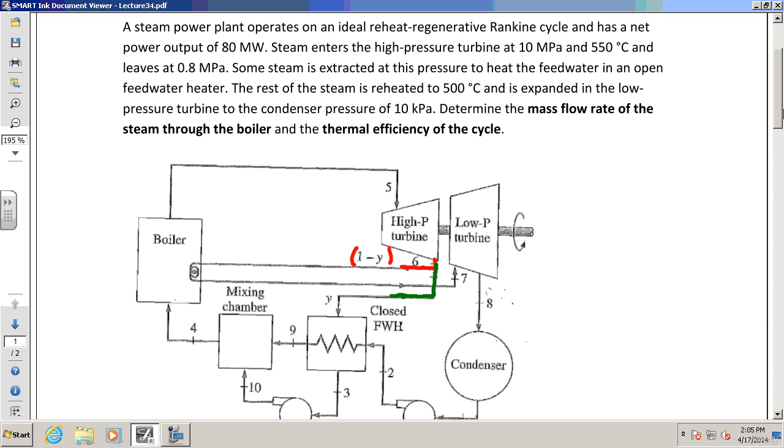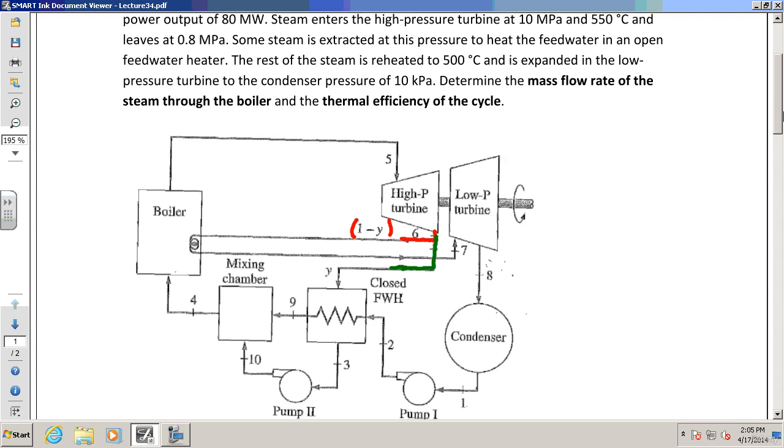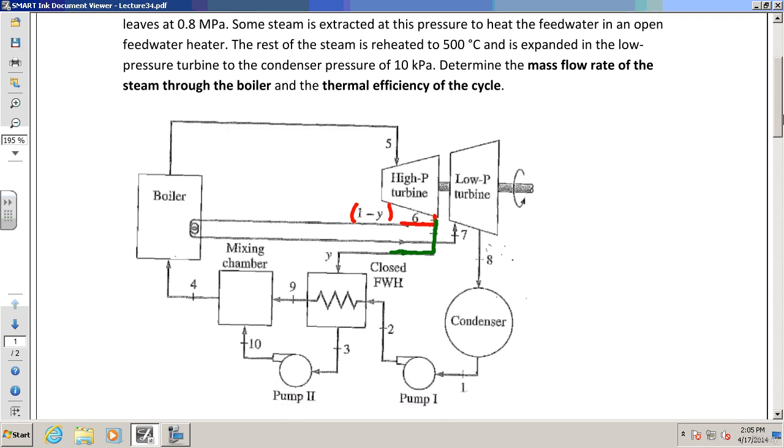All right, and then the rest of the steam is reheated to 500 degrees Celsius and expanded in the low-pressure turbine to the condenser pressure of 10 kPa. Determine the mass flow rate of the steam through the boiler and the thermal efficiency of the cycle.